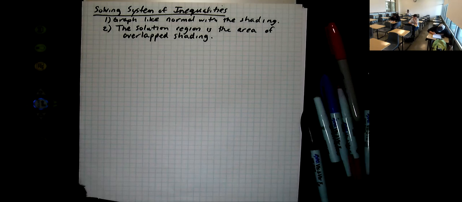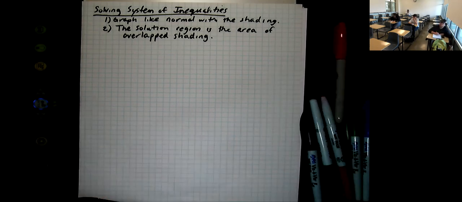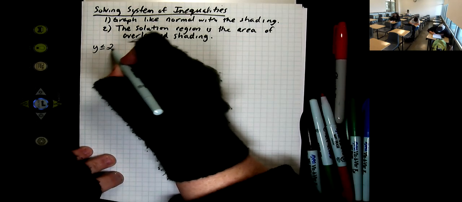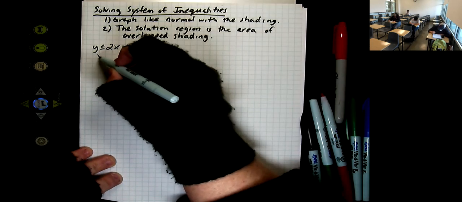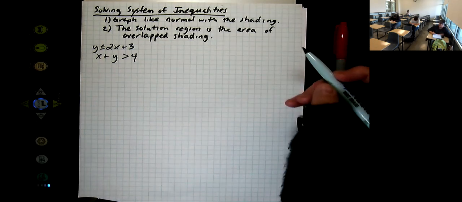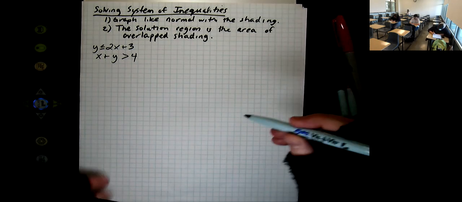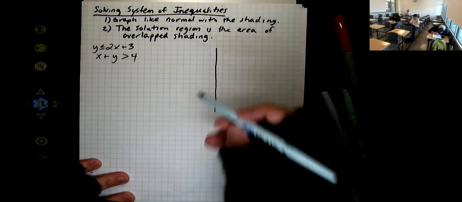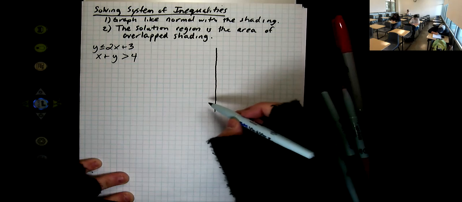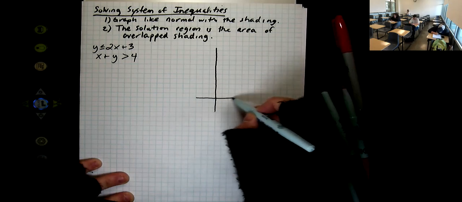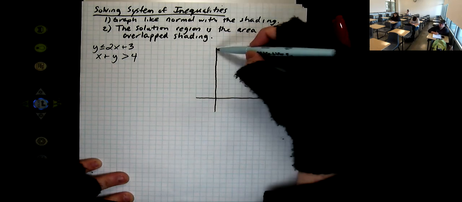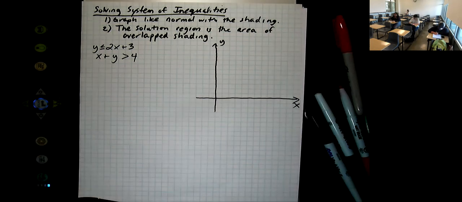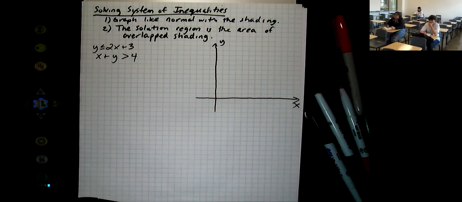So let's just put up 2 lines. We're going to do y is less than or equal to 2x plus 3. And we're going to do x plus y is greater than 4. We're not going to do the interval notation for this. You'll see that it's not really convenient to do interval notation for this. We're just going to do graphically the picture and highlight the regions.